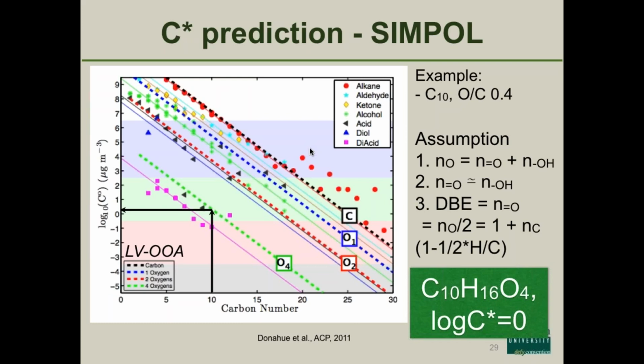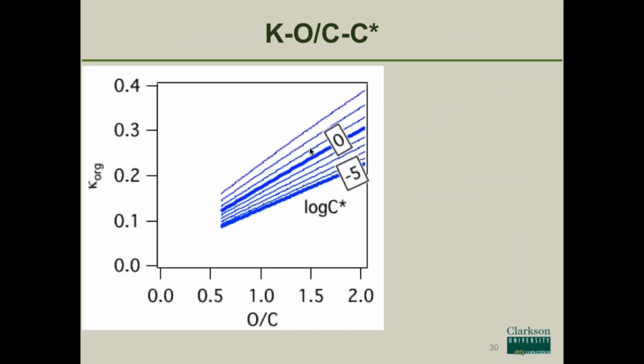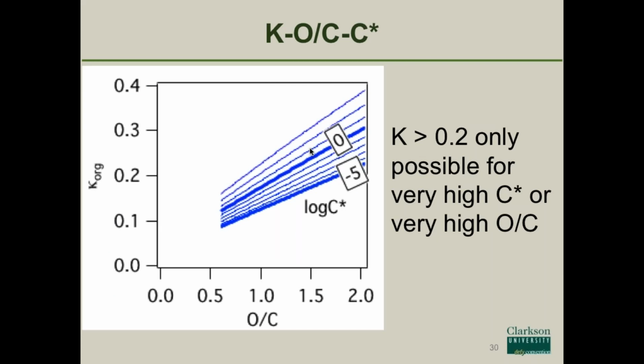But using this information, we can do a very similar thing with the kappa plot. In this kappa versus O/C plot, I can overlay saturation concentration. So log C star, that's 0, that's -5, so that's 1, 2, 3, and those lines are in between. So you can see that kappa organic above 0.2 is not very likely to happen in many atmospheric cases. It can happen if you have a really, really large O/C, or if you have really high concentration organics that push partitioning to the particle phase. But in most cases, kappa beyond that point is not very atmospherically relevant. It may happen in experimental or laboratory conditions.